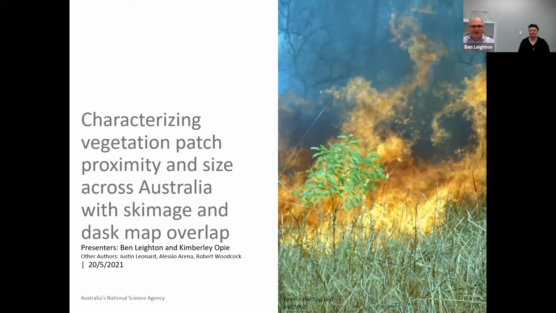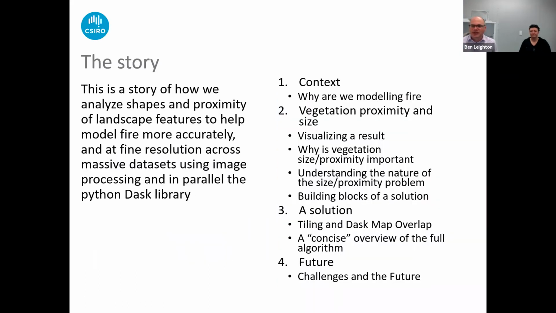So yes, it's characterizing vegetation patch proximity and size across Australia with scikit-image and Dask map overlap. I think that got cut off in the schedule. Kim and I are going to be presenting. I'm about to hand over to Kim, but first, to set some very high-level context: the story we want to tell today is about how we're analysing shapes and proximity of landscape features to help model fire more accurately and at a fine resolution across fairly massive data sets, using image processing libraries in parallel with Dask.